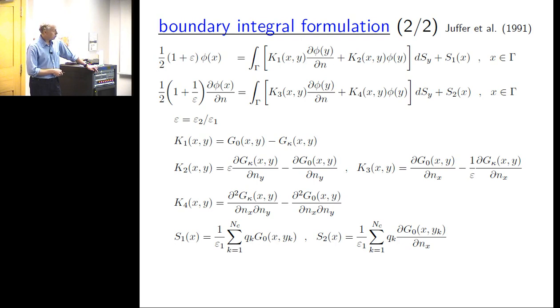The source terms are here. These are the atomic positions. These are the charges, G0 here, and the normal derivative of G0, giving these source terms. We're going to discretize these equations.